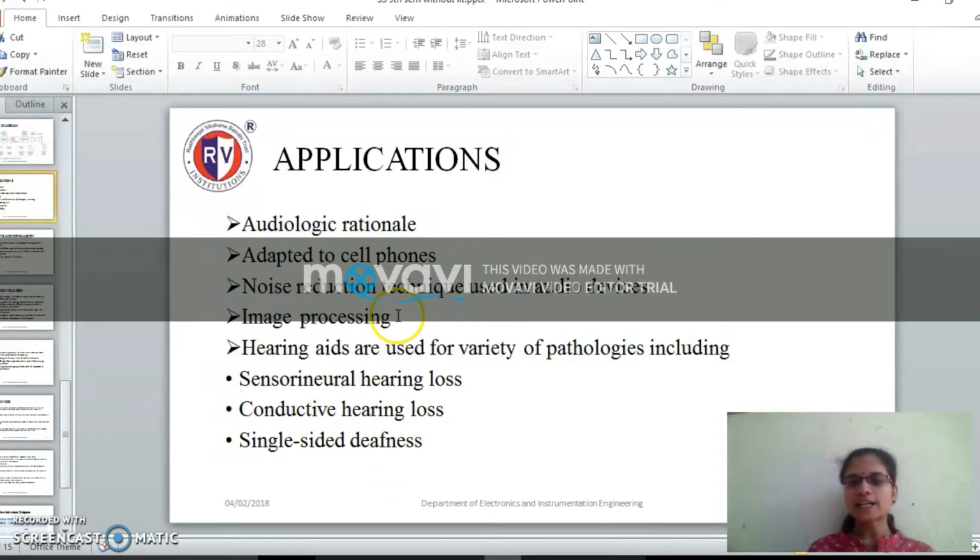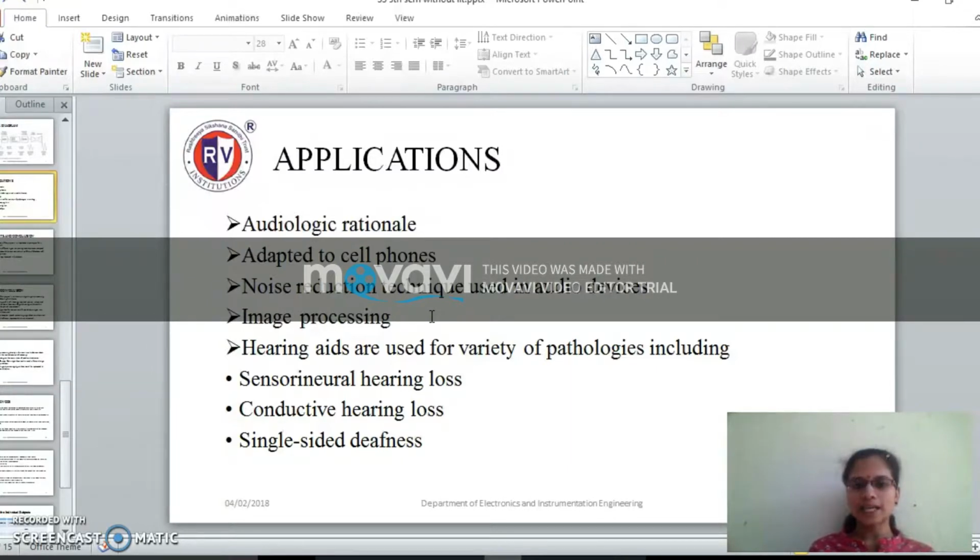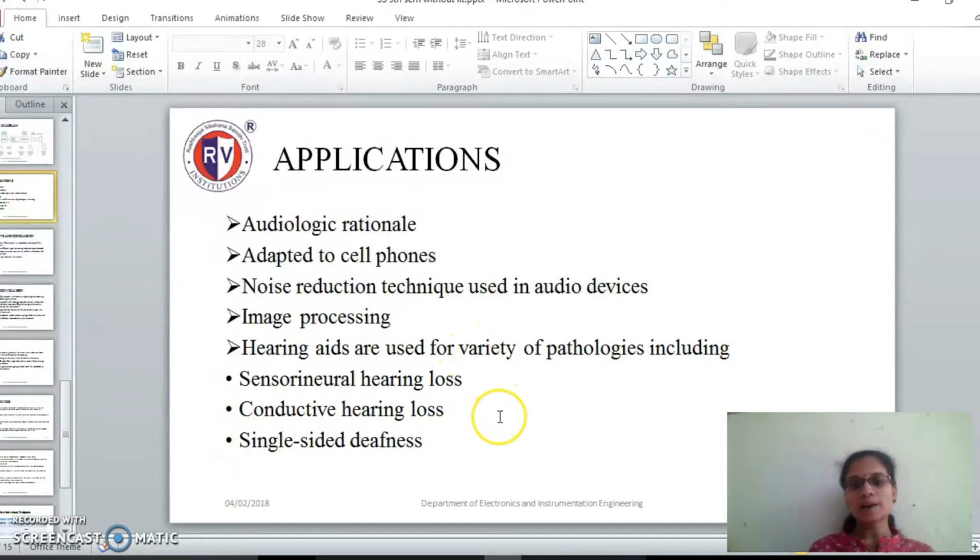And noise reduction techniques are used in audio devices. Noise reduction is used here because this system is designed using DSP techniques like FFT, the fast Fourier transform, and inverse fast Fourier transform. It reduces the noise because we are filtering that signal. That is the reason it is also applicable, and in image processing also it is applicable.